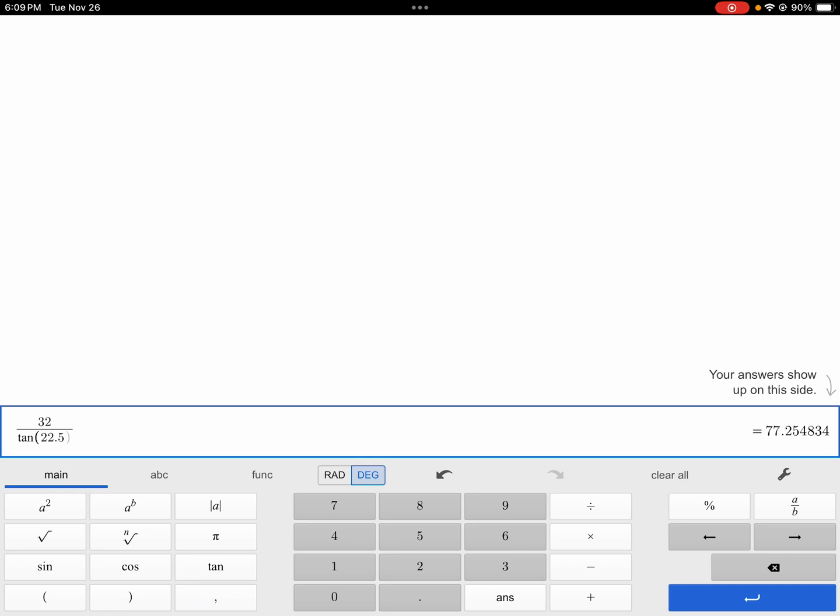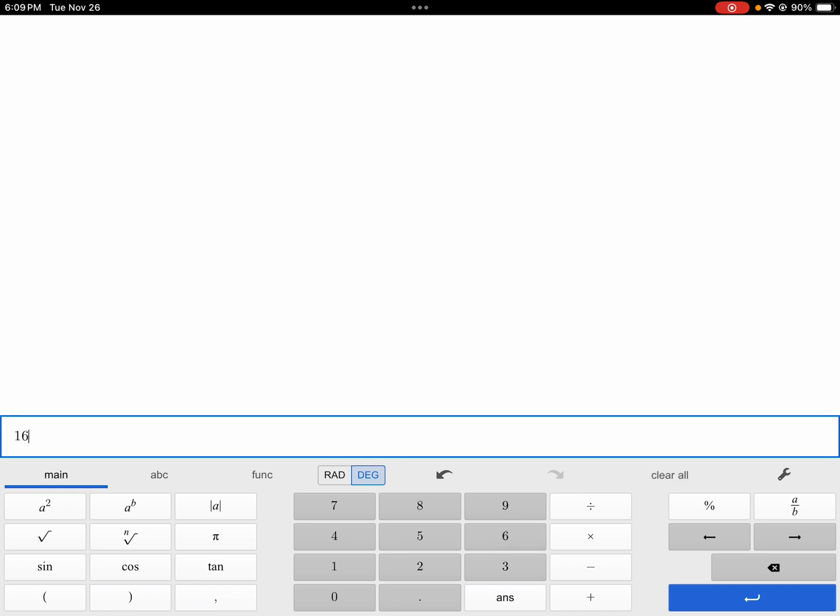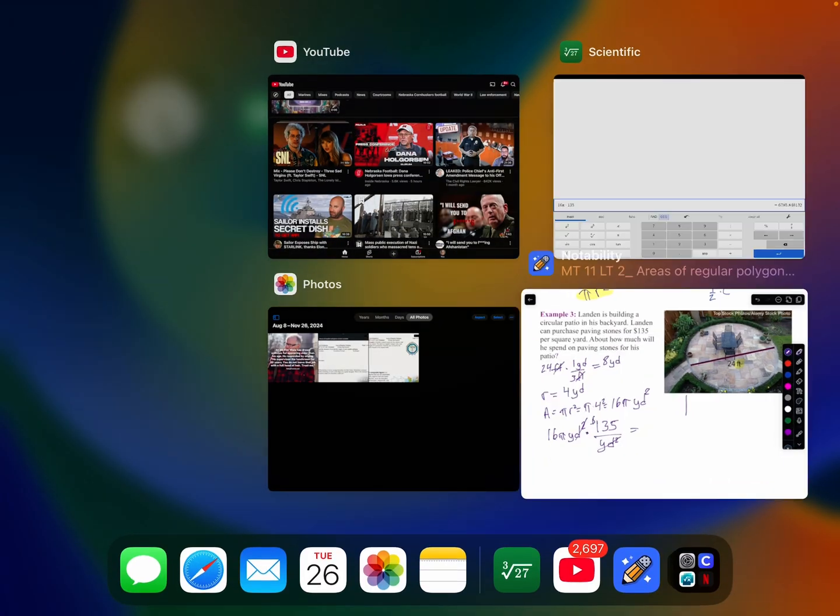So if we do that in our calculator, 16 pi times 135, and we're going to have some partial stones in there and everything else. So then we're going to multiply that out. And we're going to get about $6,786.